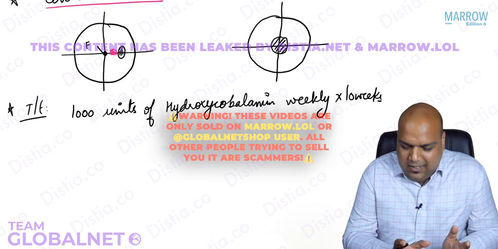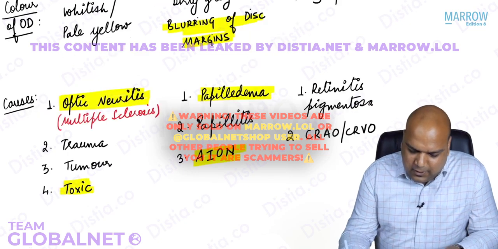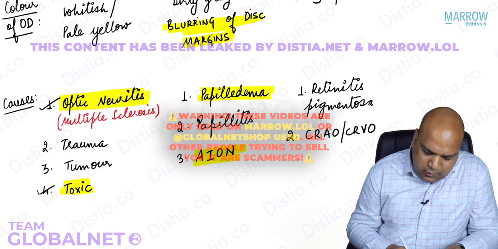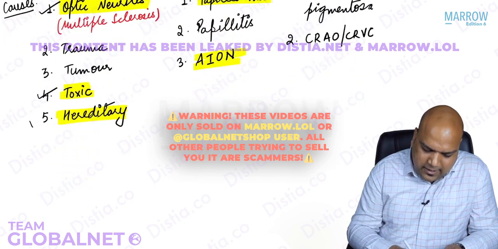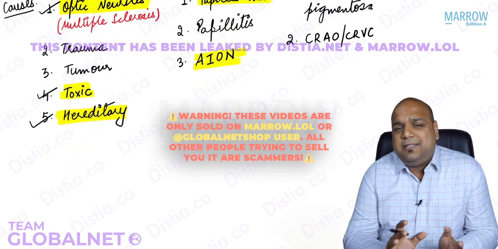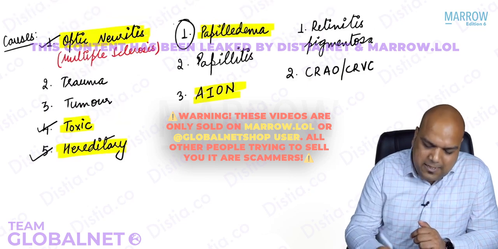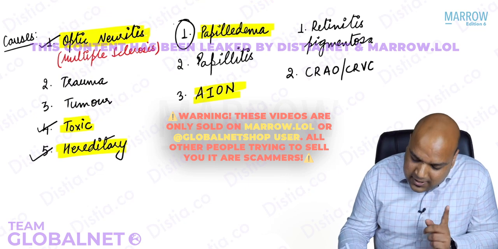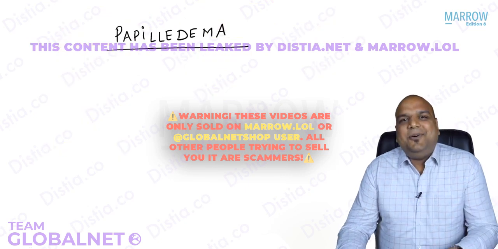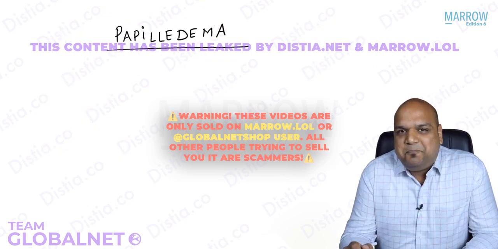Now, going back to the list, everybody, of optic atrophy, we have covered optic neuritis, we have covered toxic optic neuropathy, and we have covered hereditary. So we have covered the important topics that lead to primary optic atrophy. Now we move on to an important topic, that is papilledema, everybody, which will lead to secondary optic atrophy. So let's move on to papilledema.